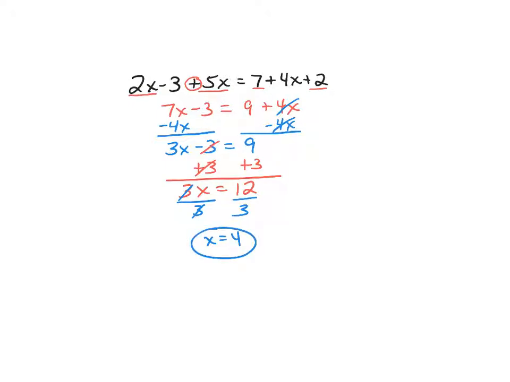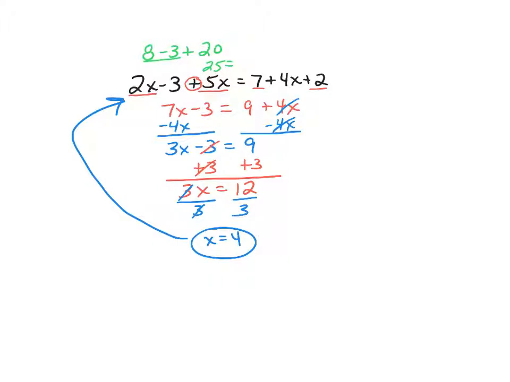Remember, for all of these problems, you can always take the answer that you get, put it back into the original problem, and make sure that it works. So let's do that very quickly with this. If x is equal to 4, that means 2 times 4 is equal to 8. I have 8 subtract 3 plus, if x is equal to 4, 5 times 4 gives me 20. So if I were to solve that left-hand side, 8 subtract 3 is 5. 5 plus 20, the left-hand side is equal to 25.